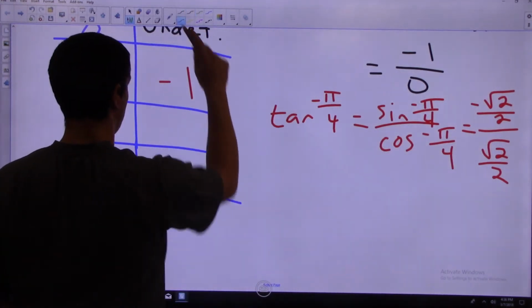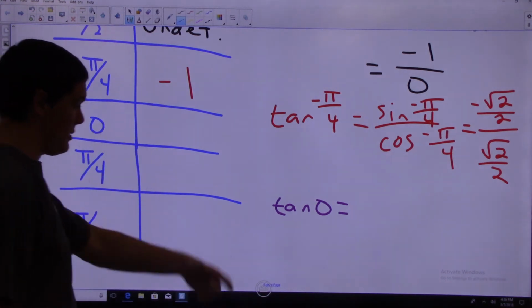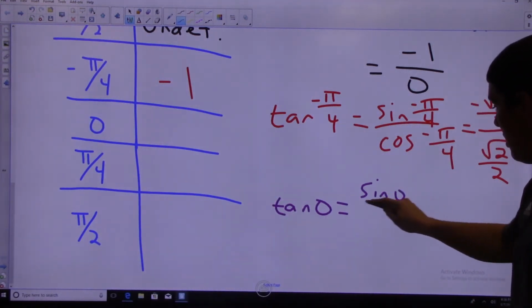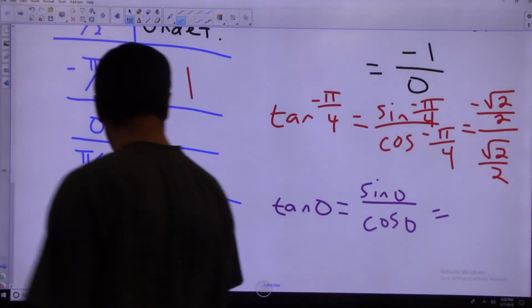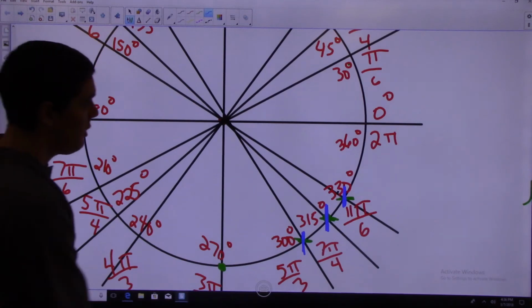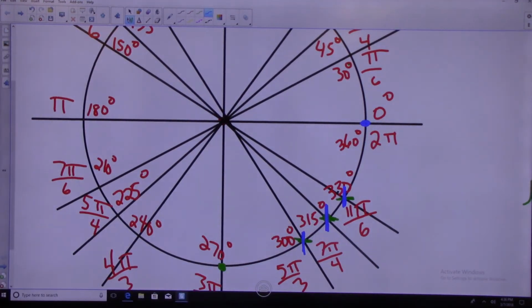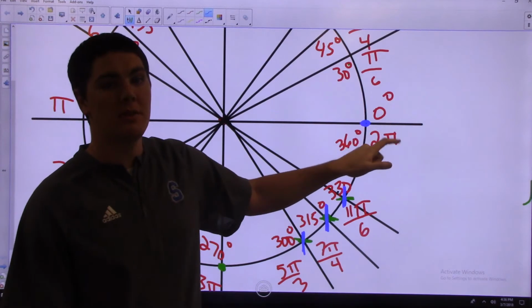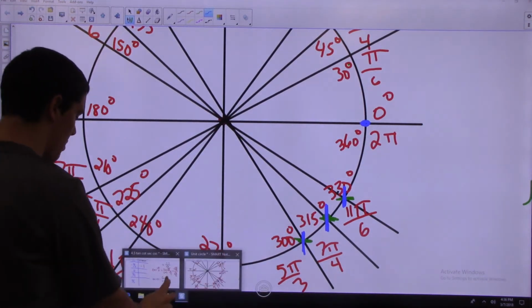So let me do this one in purple. The tangent of 0 radians, or 0 degrees, but in this we're using radians here. So it's going to be sine of 0 over cosine of 0. Okay, so let's look at sine. Let's look at the unit circle first. Right here is our point. So that point right there, that's 0 radians, 0 degrees. So what is the y value of that point? What is the sine value of that point? The answer is 0. Sine, it doesn't go up at all, so the y value is 0.